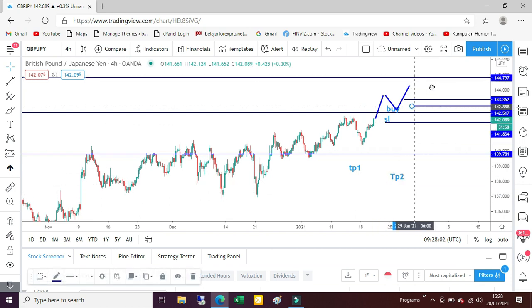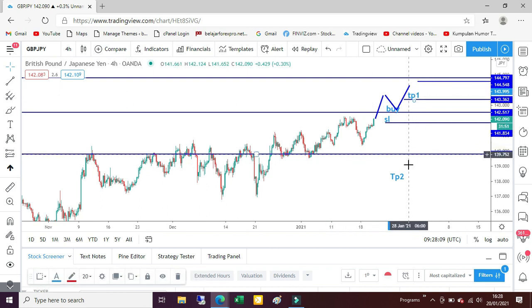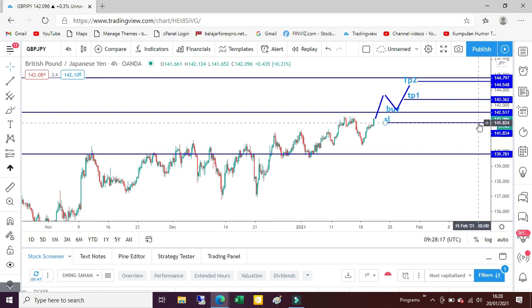The second target we set before the next resistance. Ya, target kedua adalah teman taruh sebelum resisten kedua di sini. Okay. Second target here. Okay. Stop loss. This number. Okay.